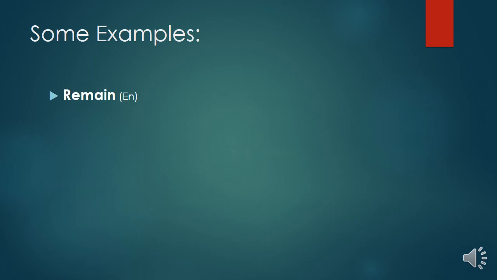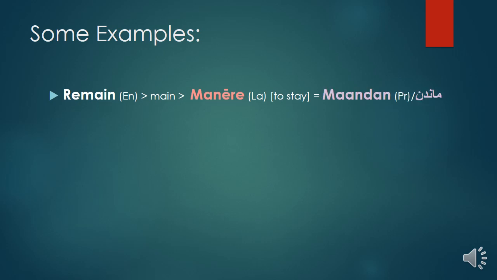Next example is remain. It is composed of re and main. The original infinitive verb is manere, that means to stay in Latin. And to stay in Persian is translated to ماندن. If we eliminate the related suffixes in Latin and dan in Persian, what remains is man in Latin and man in Persian, that are clearly the same.